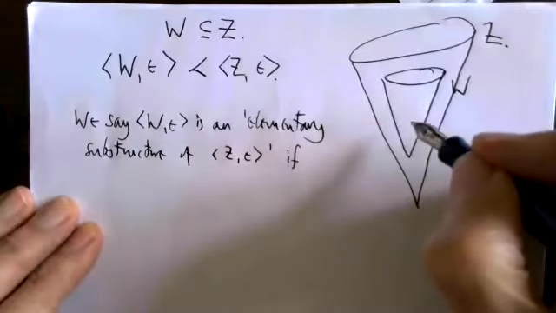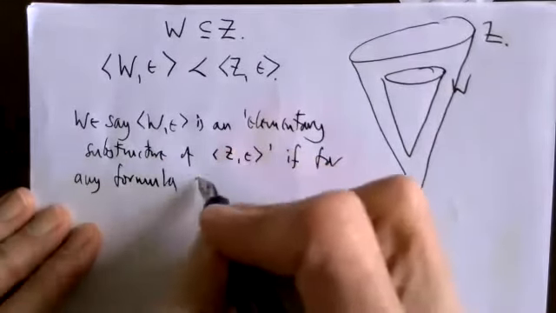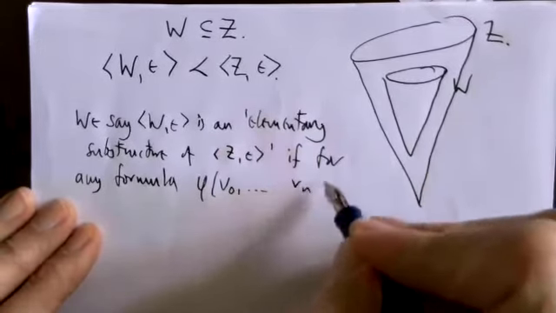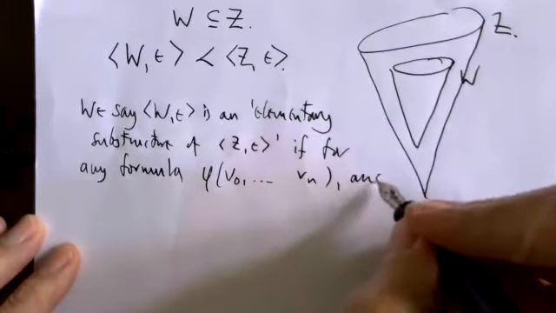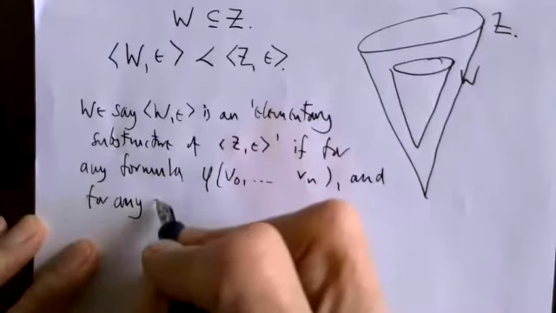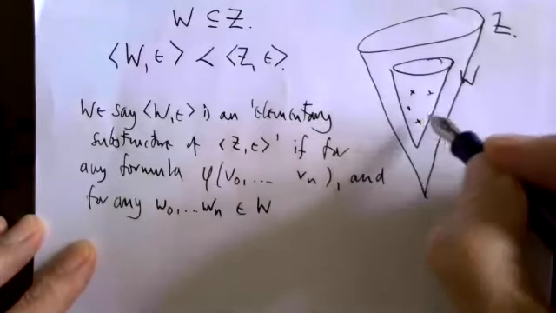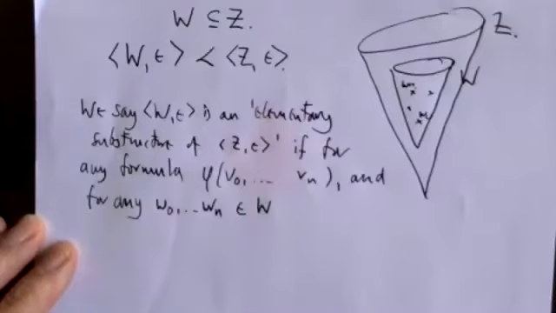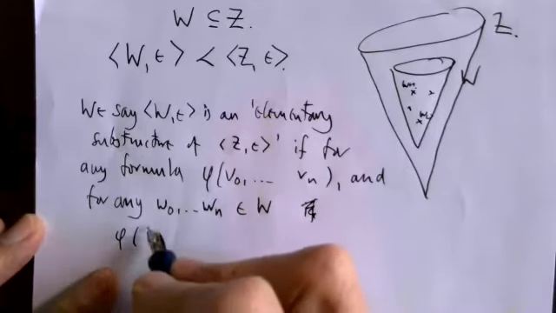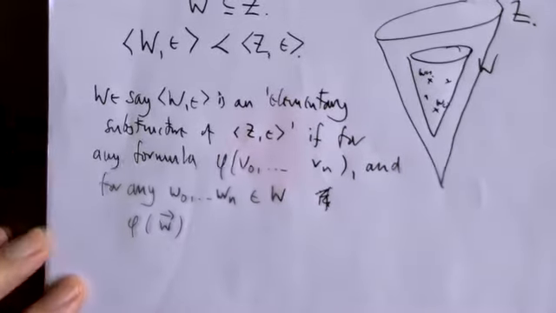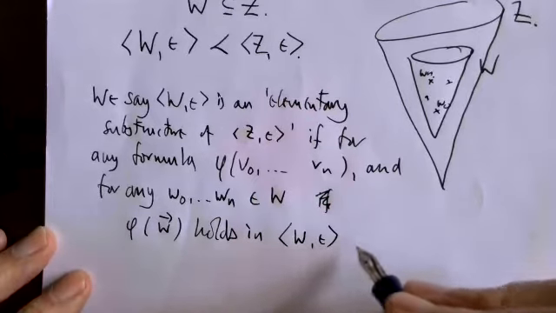And the idea is, I could take any formula phi, and let's say it's got variables v0 up to vn. And for any w0 up to wn, so I take all of these from inside W, and I write these as w vector to abbreviate, phi of w vector is supposed to hold in (W, ε) if and only if it does in Z.